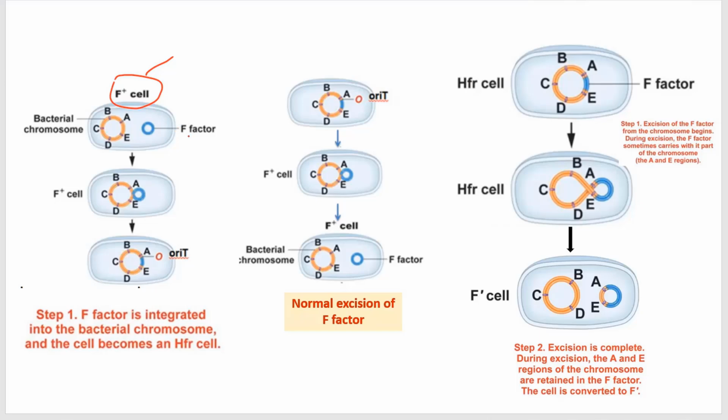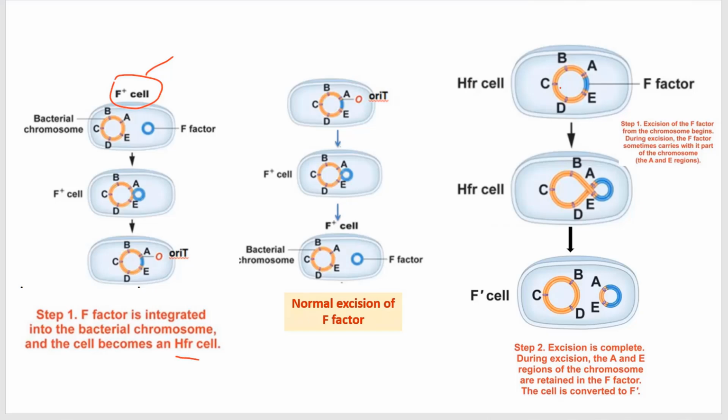But sometimes the F factor can integrate into the bacterial chromosome, and the cell becomes an HFR cell. HFR is a high frequency recombination cell. When it was integrated into the bacterial chromosome, it can also excise out from the bacterial chromosome when it has to initiate reproduction. Sometimes there is a normal excision, and no bacterial genes will be a part of the F factor.